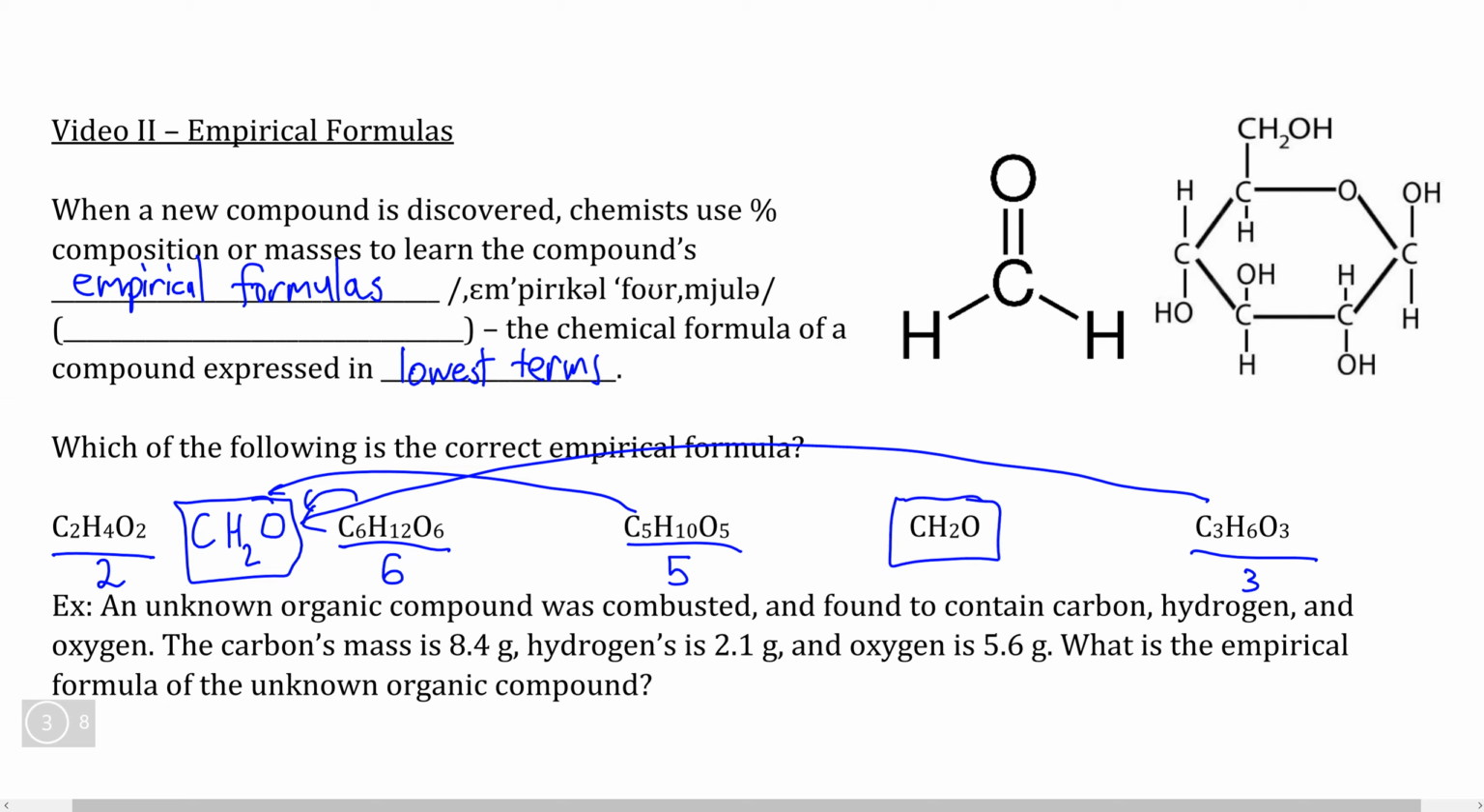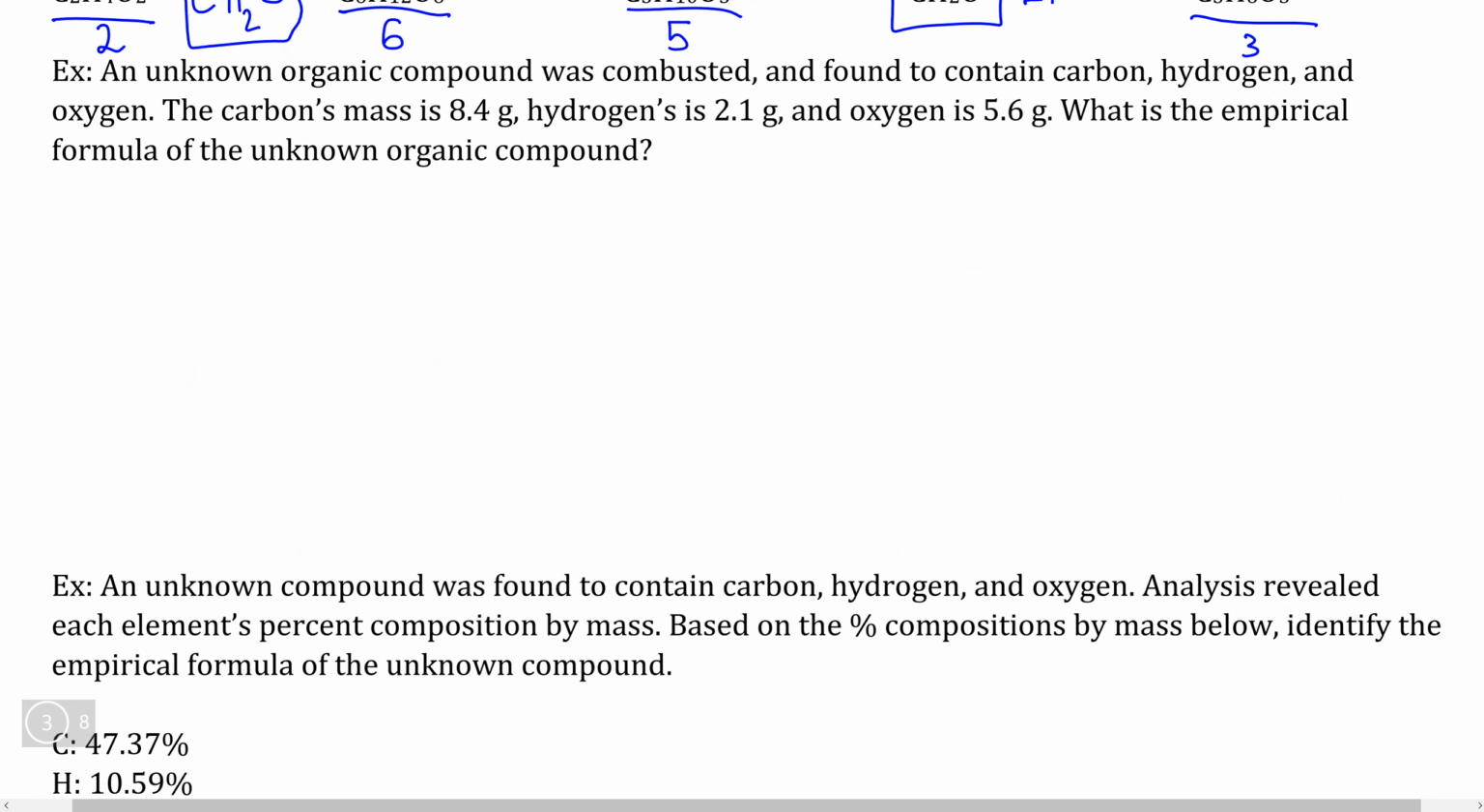With CH2O, because there is no common factor other than 1, this formula is already in lowest terms, and therefore this is our empirical formula, or EF for short. In this example here, we can see how the concept of percent composition by mass can lead us to the discovery of an empirical formula. So in this case, we have an unknown compound and we're told what fraction of the compound is made up of carbon, hydrogen, and oxygen by mass, but we don't know what the chemical formula is.